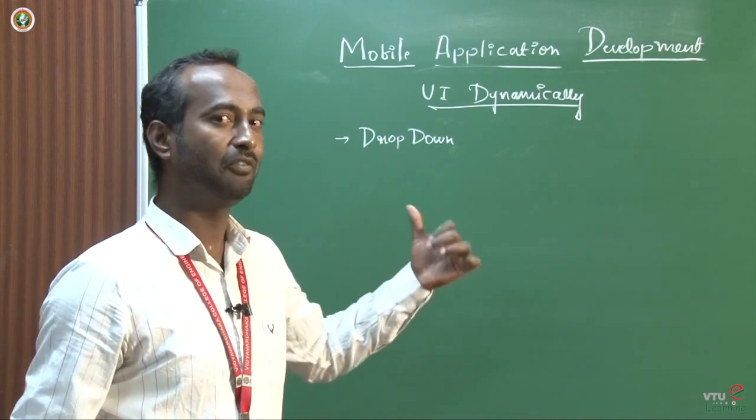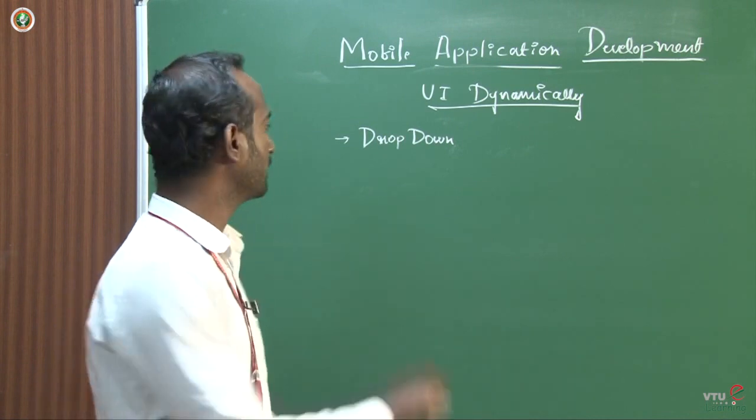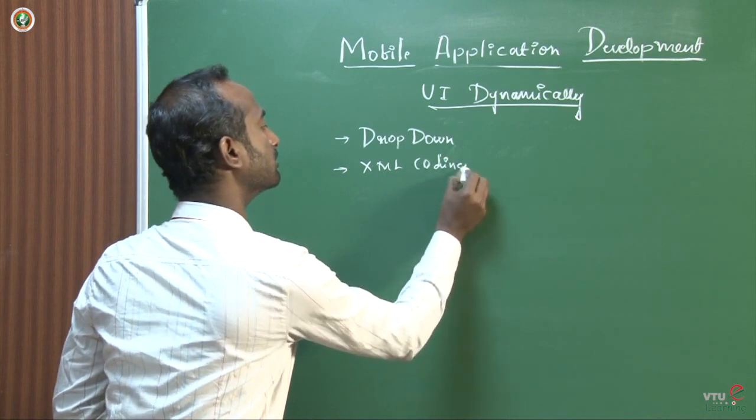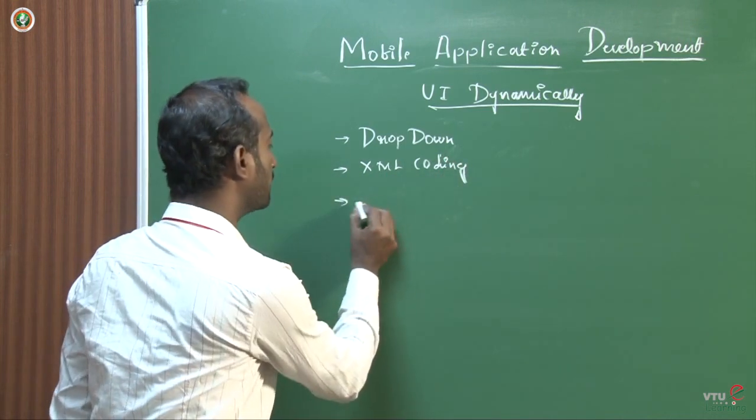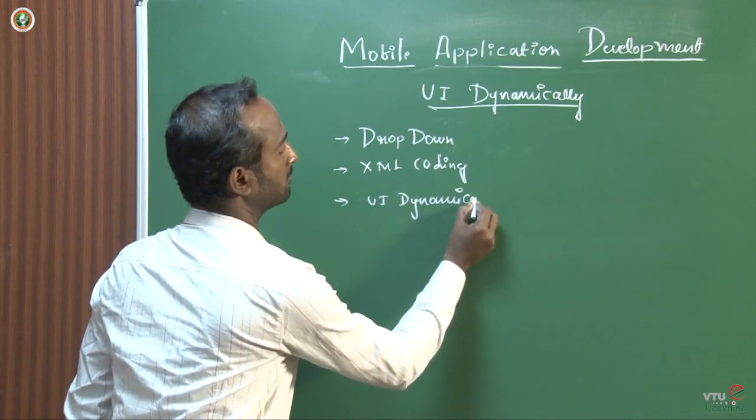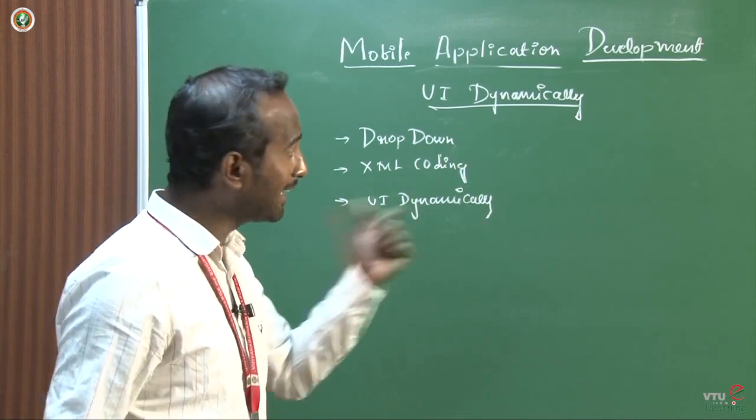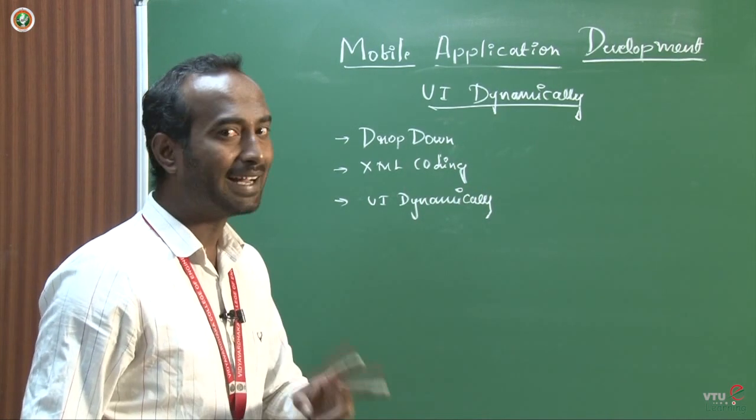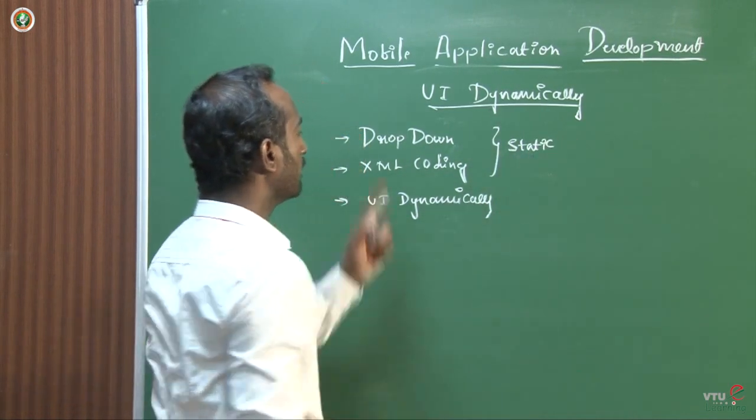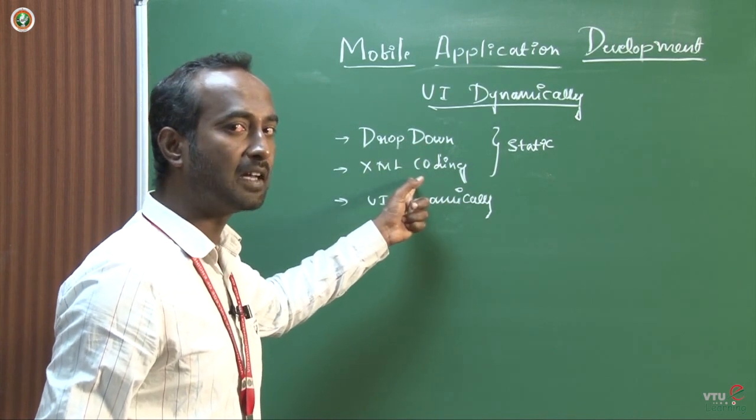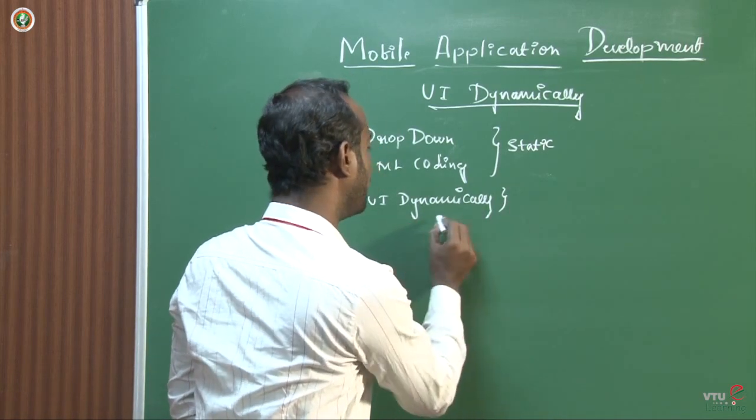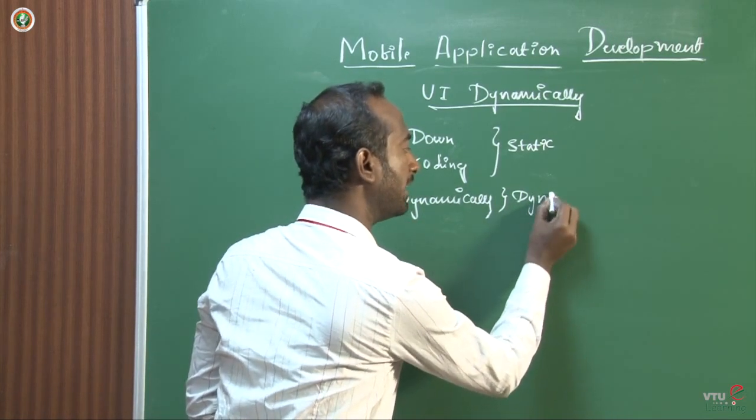So till now we used to follow the same procedure, drag and drop. The next one, XML coding. The last one, UI dynamically. I will come to this finally. So if you segregate these three methods, we can segregate them into two. One is the first one, the drag and drop method, and the XML coding that we used to follow will be static in nature. So here we are going to code it in Java, which is dynamic in nature.